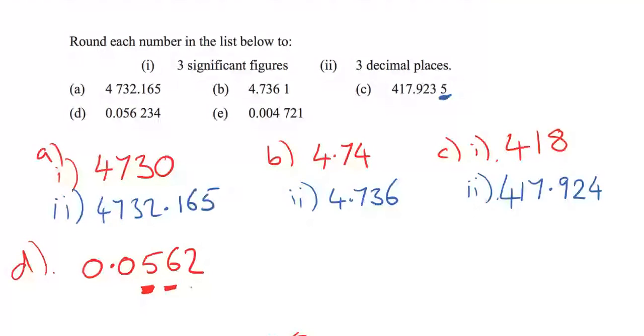Our second is the 6. Our third is the 2. We do not start from that 0. It's just a place value holder so we can understand the number. So there's going to be our answer to 3 significant figures. To 3 decimal places, 0.056.